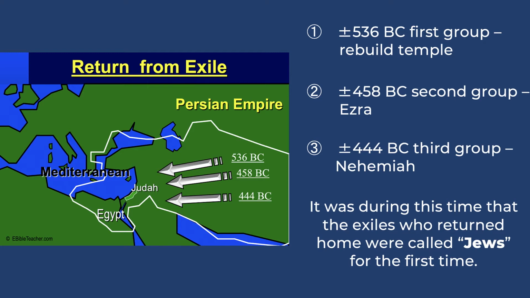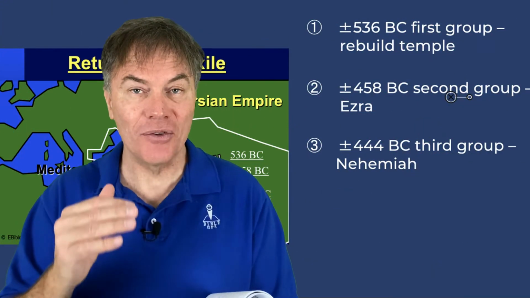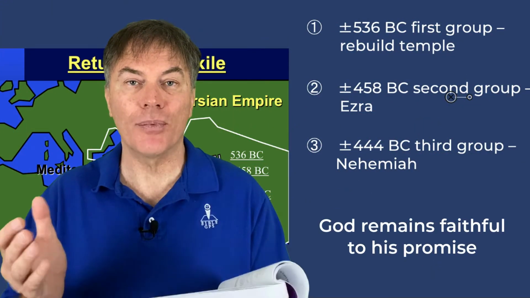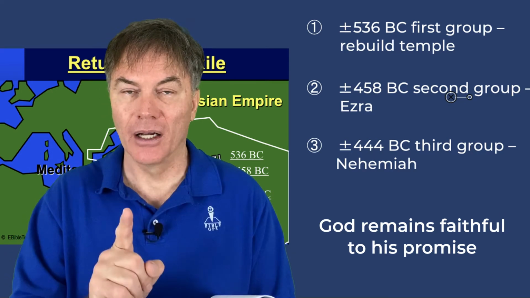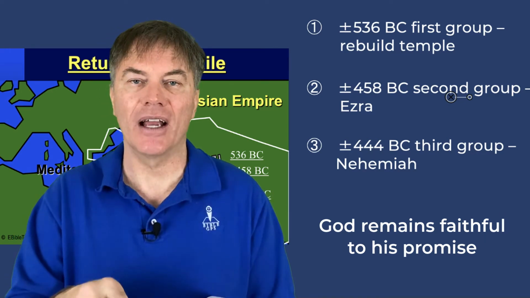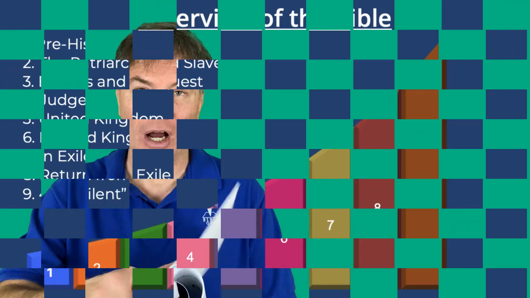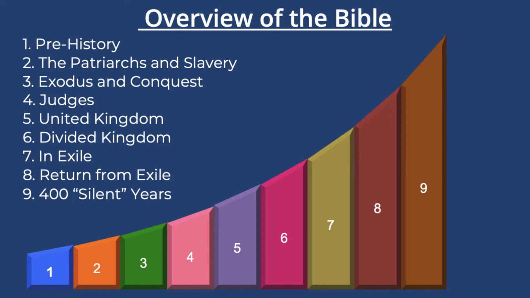Now, this word derives from the Hebrew word Yehudi, which is related to the word Judah. So we see that God remained faithful to his promise he made to Abraham. It took centuries, but God never turned his back on his people. So that brings us to our next block, which is the silent years.